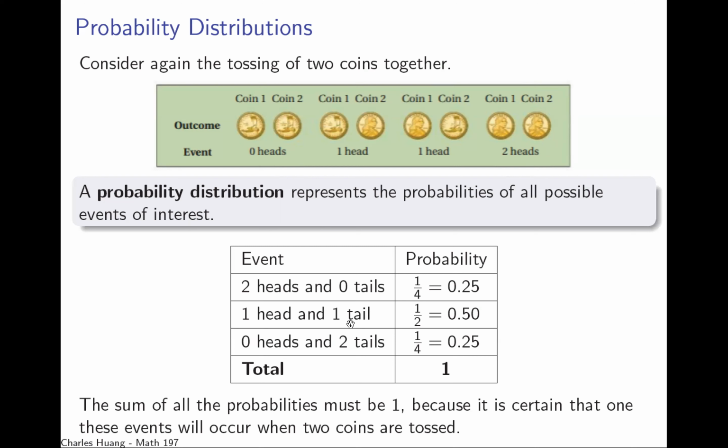1 head and 1 tail, it's actually 1/2. The reason is because we have 2 different outcomes that have 1 head in it and 4 outcomes in total. So 2 divided by 4, that's the same thing as 1/2. When I write everything out into a table, this is called a probability distribution. Right? Nothing new. We just have to do this multiple times.